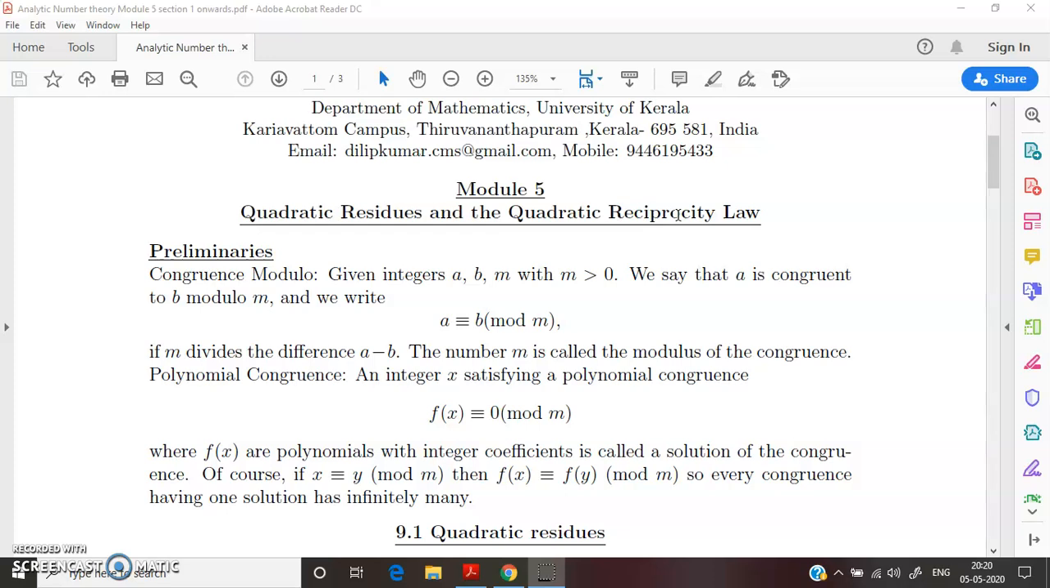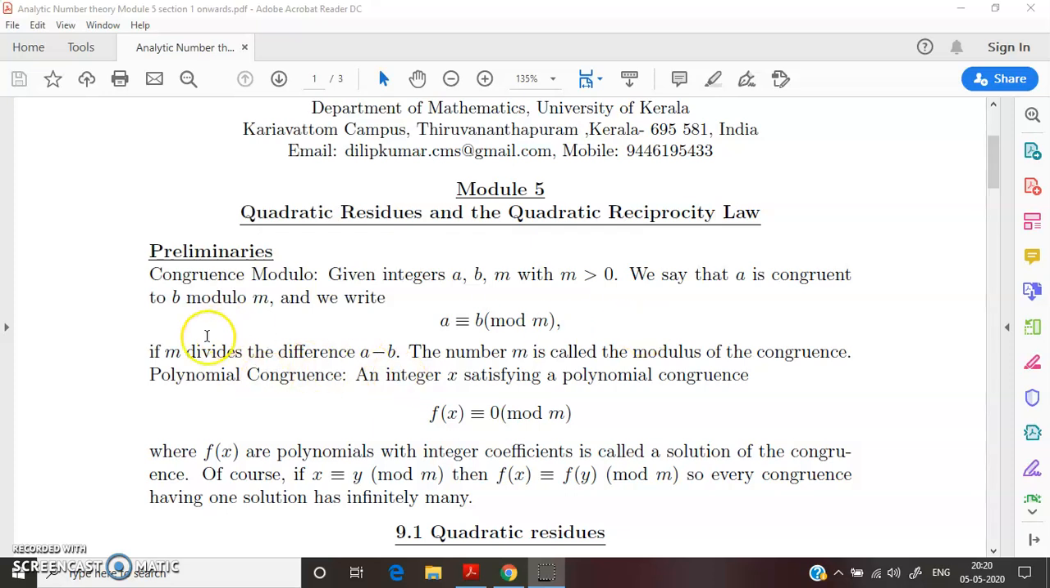The congruence modulo is defined as follows: given integers a, b, m with m greater than 0, we say that a is congruent to b modulo m, written a ≡ b (mod m), if m divides a minus b. That is, the difference between these two should be divisible by m. The number m is called the modulus of the congruence.